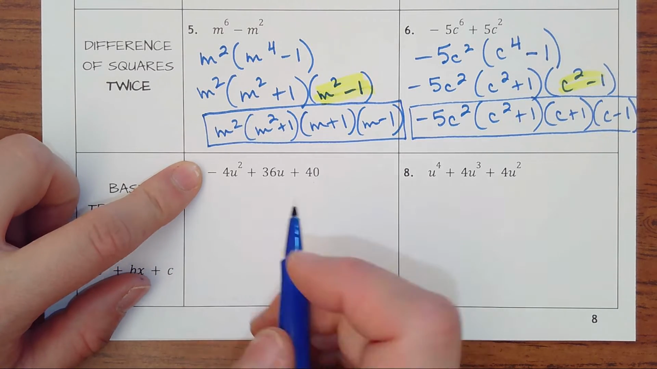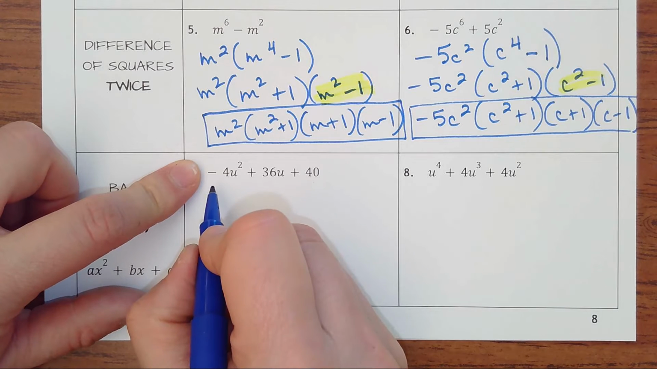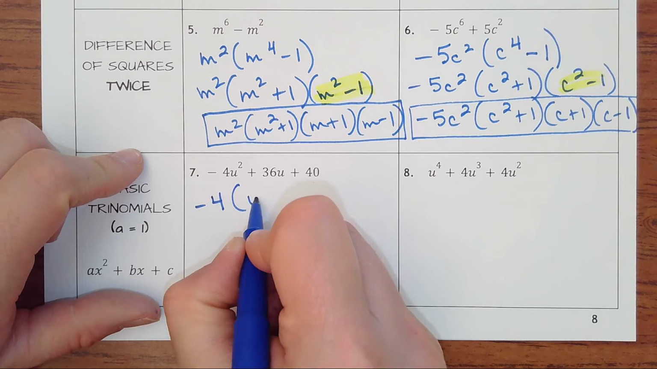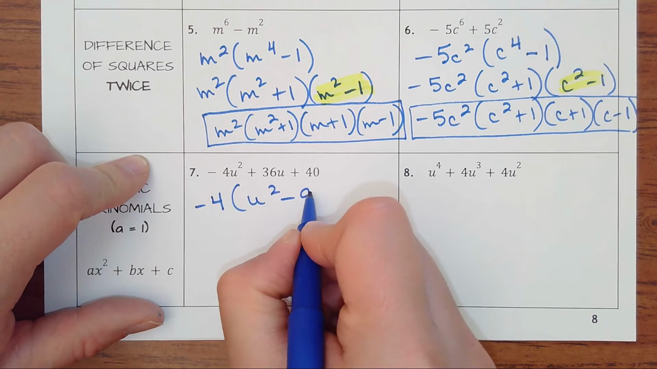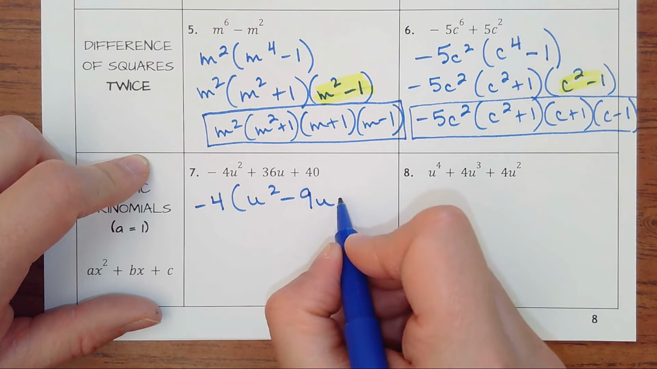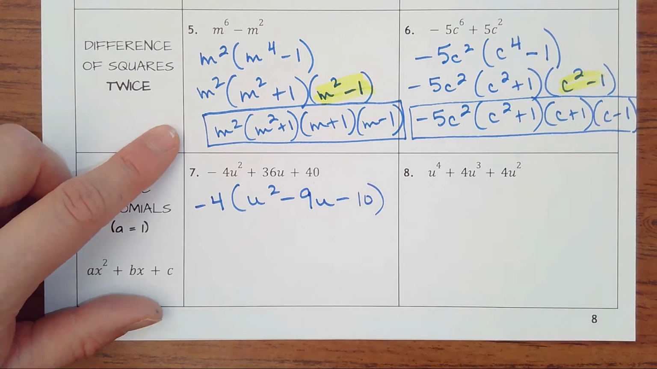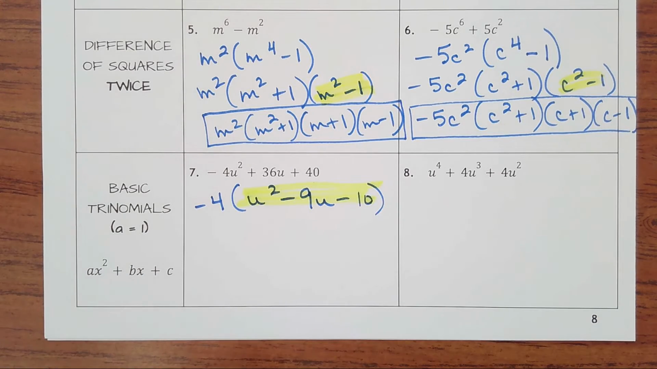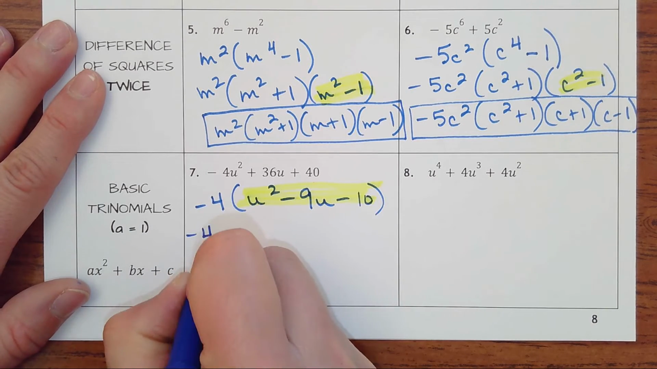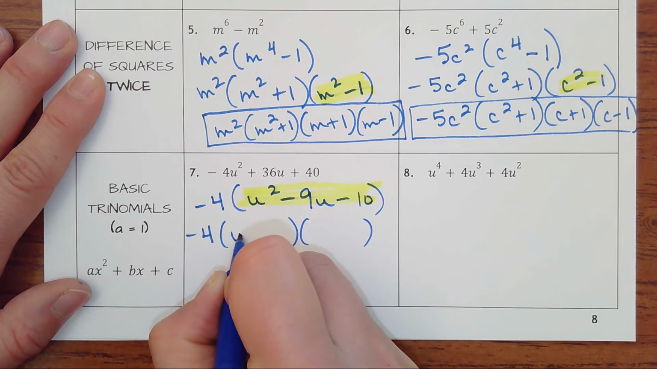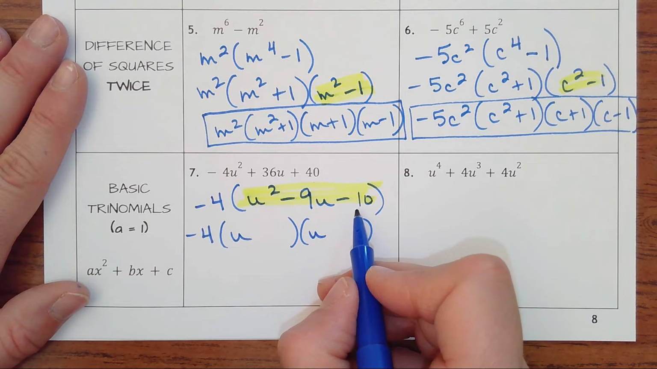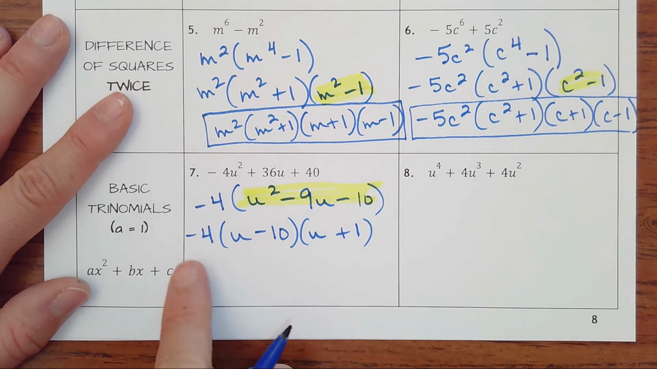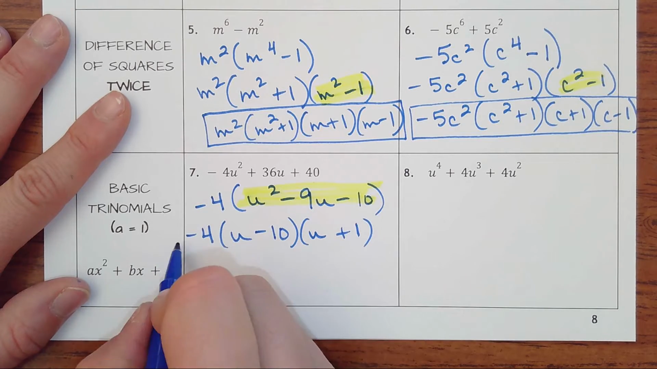It can be, because I can take out a 4 from all three numbers, and I'm going to take out a negative. So I'll take out a negative 4. Can't take out a u, so that would be u squared minus 9u minus 10. And then I would just need to factor this part again. Need two numbers that multiply to make negative 10, that add to make negative 9, would be negative 10 and positive 1. I see nothing else squared, so there's nothing else that could be factored.